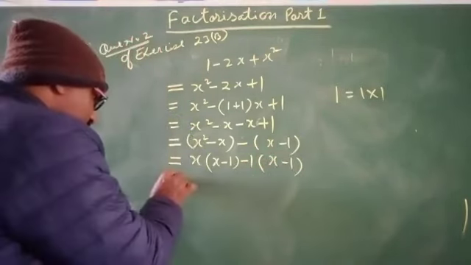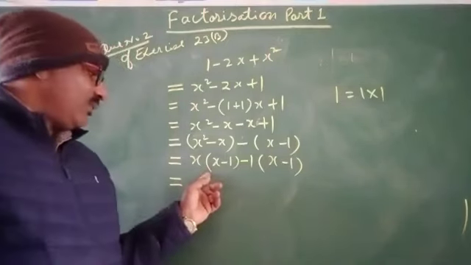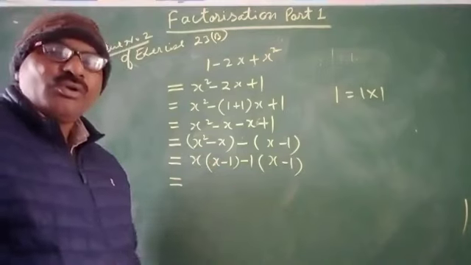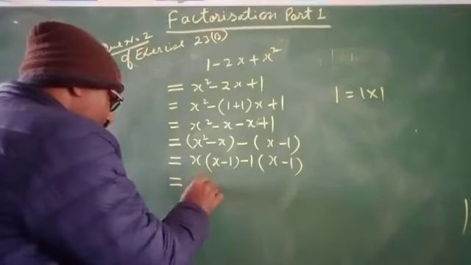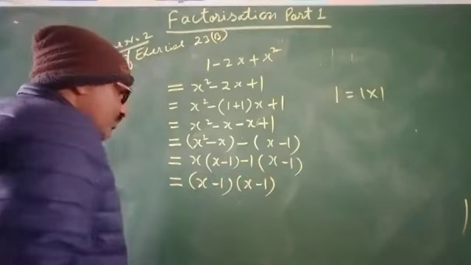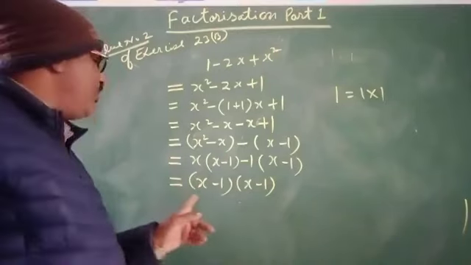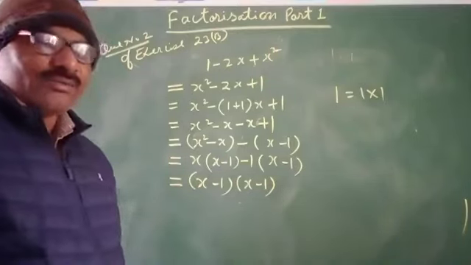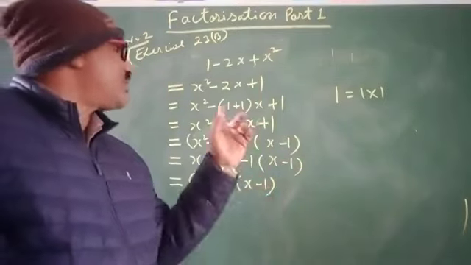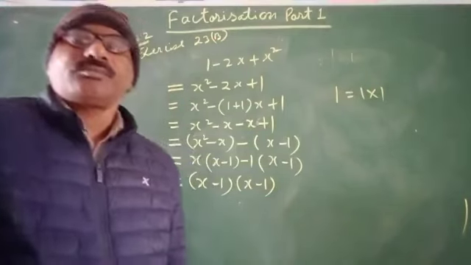So it will be equal to, here are the 2 terms, x minus 1 is common in both the terms, so x minus 1 will be common, and here will be x, and here will be minus 1. Then it will be equal to x minus 1 and x minus 1. So the factorization of x square minus 2x plus 1 will be x minus 1 and x minus 1.